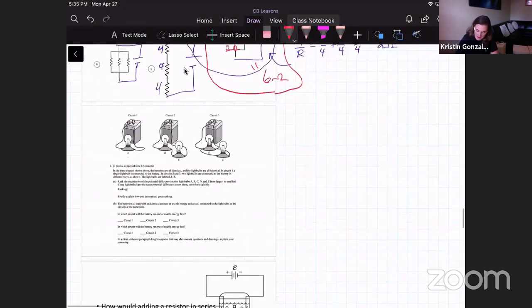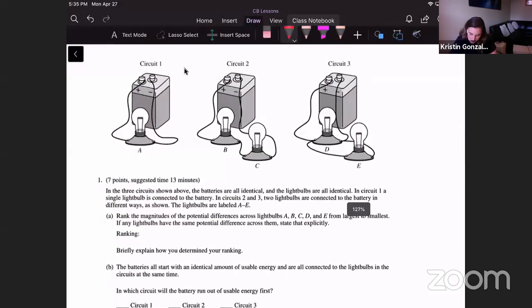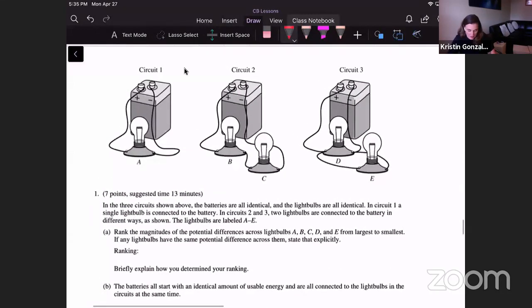I've got another problem here, which is actually a physics 1 problem, but I think it's good for the explaining, ranking, kind of reasoning through kinds of questions. So we have 3 circuits, 1, 2, and 3. The batteries are all identical and the light bulbs are all identical. So in circuit 1, we have a single light bulb shown connected to the battery. In 2 and 3, we have 2 light bulbs. But as you can see in circuit 2, light bulbs B and C are connected in series, right? And circuit 3 is connected in parallel.